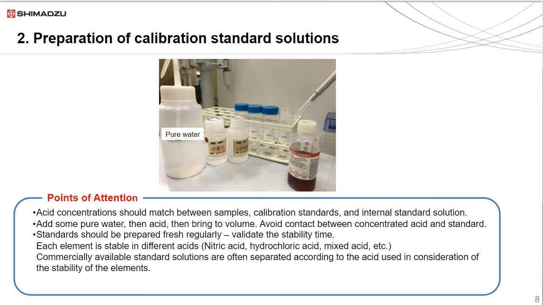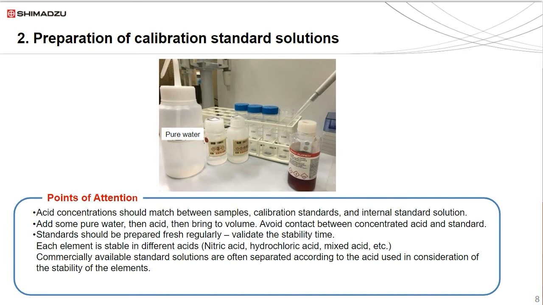Next, I will discuss preparation of calibration standard solutions. Single-element or multi-element certified calibration standard stock solutions are available from many reputable commercial sources, and using these saves a great deal of time preparing standards from raw materials. Dilution of these stock solutions is relatively straightforward.